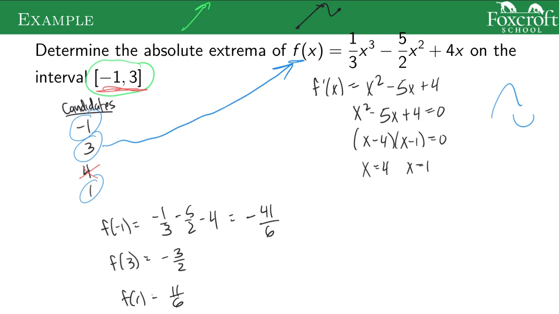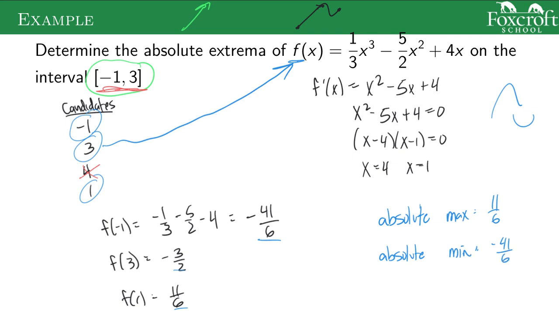And now I know by plugging into the original function what the y values are. And so now I can answer what is my absolute max. My absolute max is the highest of these values I get out. Only one of them is positive, so my absolute maximum is 11/6. My absolute min is the lowest value I got out, and that's going to be negative 41 over 6.